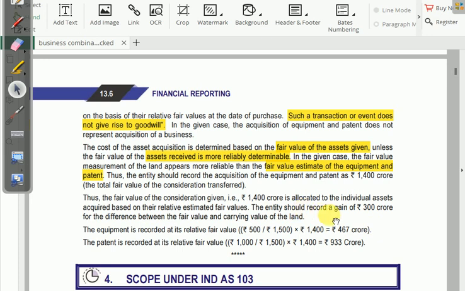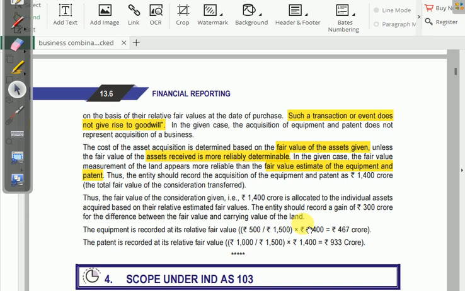The entity should record a gain of 300 crore for the difference between the fair value and carrying value of the land. See, the 100 crore was the book value of the land, and we are getting 400 crore for that land. So 300 crore is our profit, but we are not recognizing any other gain or any capital reserve or something like that, because this is not a business purchase, not a business combination. This is just a purchase of individual assets, namely equipment and patent. So we will allocate this 1400 cost to equipment and patent.